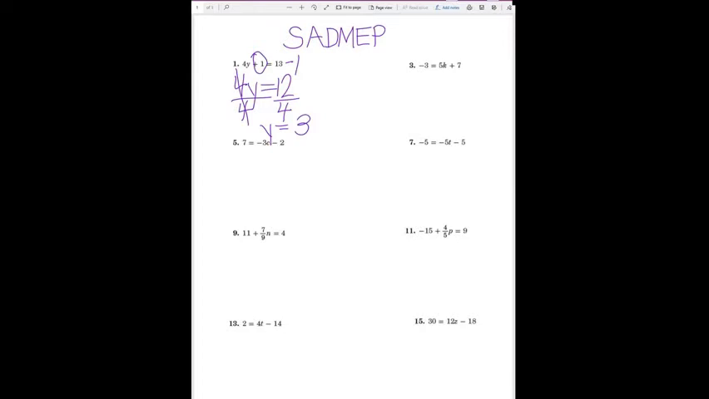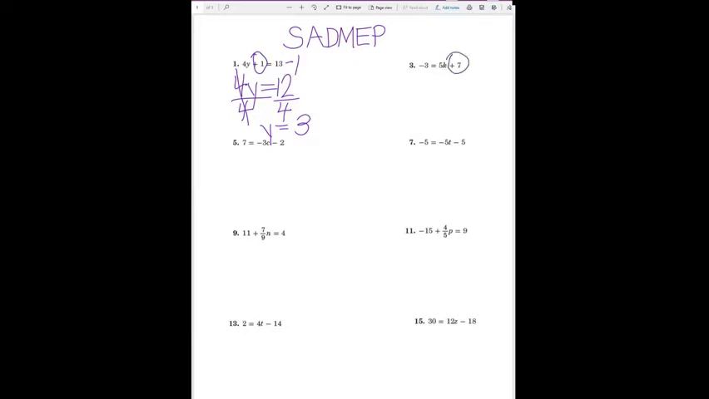Let's move on to number 3. Negative 3 equals 5k plus 7. So using SADMEP, the S stands for subtract. Do we have any subtraction in this problem? No, we do not. Let's move on to the A. The A stands for add. Do we have any addition in this problem? Yes, we do. Let's circle the addition.